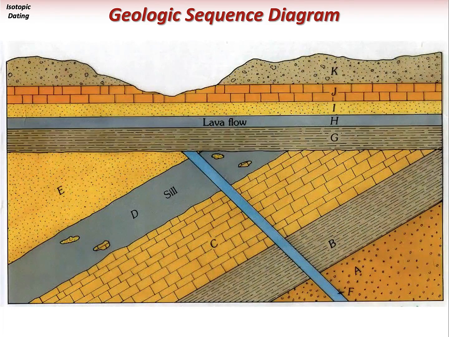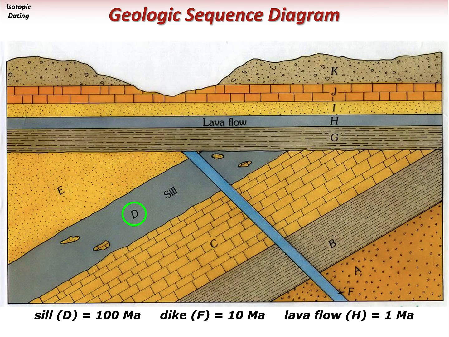Previously, we deciphered the relative order of the units in this geologic sequence diagram. Now we have isotopic dates for the three igneous units, the sill D, the dike F, and lava flow H. From our previous work, we determined that Unit A is the oldest, then B, and then C, and that was from superposition. Those were followed by unit E, then the sill D, using inclusions. The dike F is next, that's from cross-cutting relations, followed by the remaining sequence of units G, H, I, J, and K, and that's simply superposition.